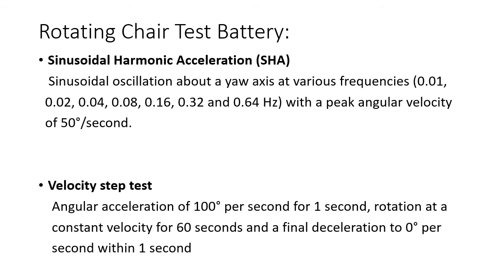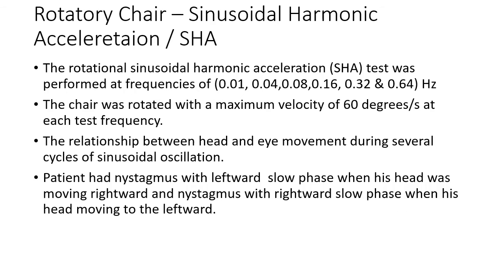While the velocity step test involves the patient undergoing an angular acceleration to 100 degrees per second velocity for 1 second, and the rotation will be at a constant velocity for 60 seconds and a final deceleration to 0 degrees per second within 1 second. So then the results are analyzed in terms of rotation towards the right and left sides.